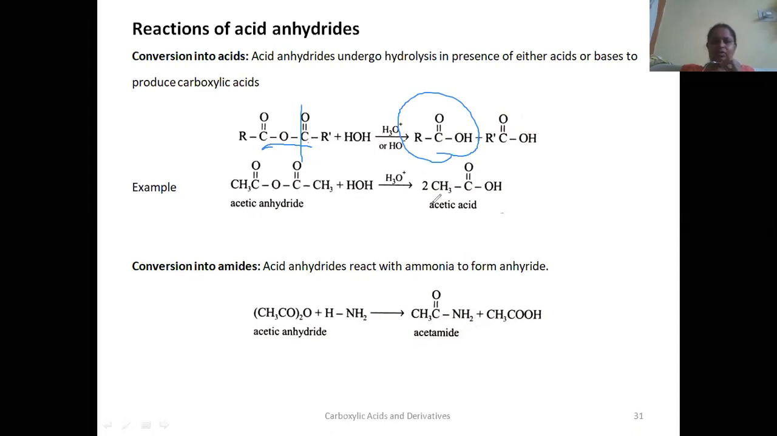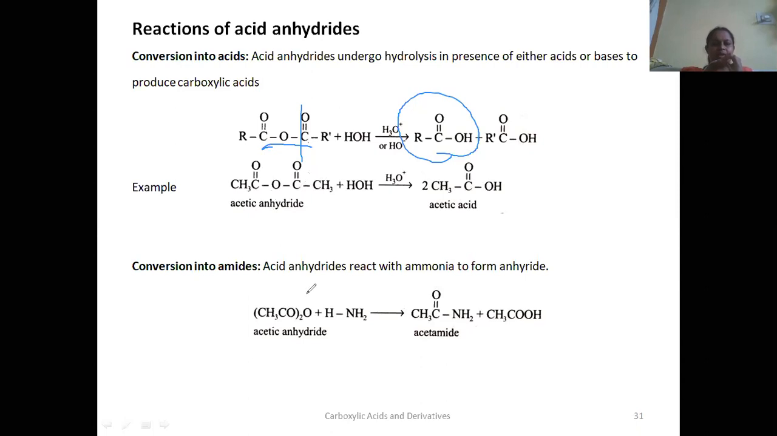So what will happen when you do the reverse reaction? When you heat this acid, you'll get this anhydride. The reactions are very simple. So in order to get this anhydride, what you have to do is heat two molecules of acetic acid, and you will get this anhydride. When you again add water to this anhydride, you will get back the same acid.